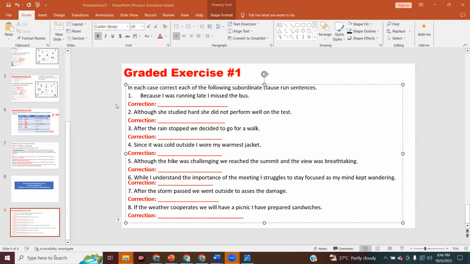Mr. Petit. Go ahead. For number 6, it says, while I understand the importance of the reading, I struggle. Is it supposed to be struggles or struggled? With a D. Sorry. Okay, thank you. Who's that speaking? Sabria. Okay. Just trying to recognize these voices.